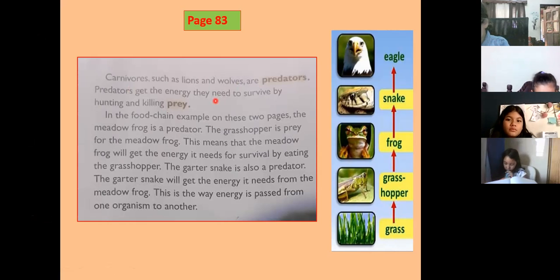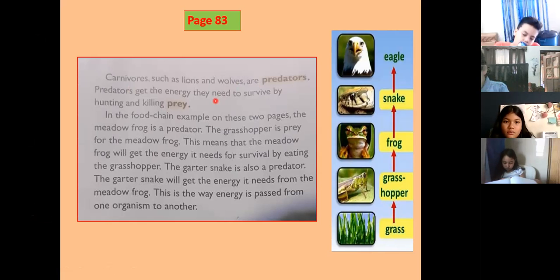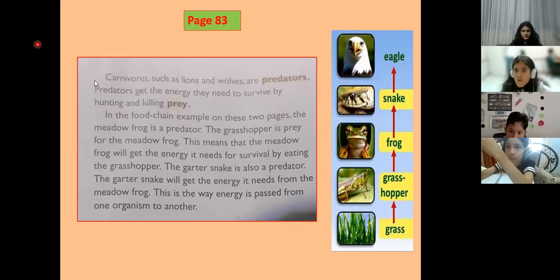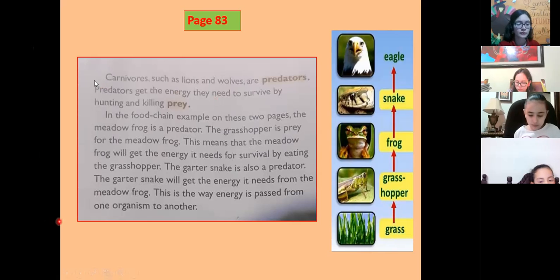Rebecca, Rosa? Frogs get the energy they need to survive. Rosa? I don't. No? I can't help. Gabriela.